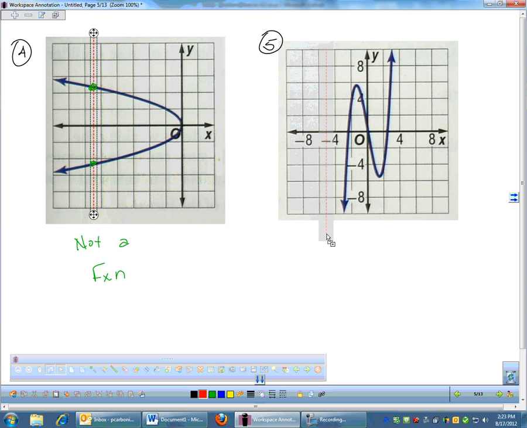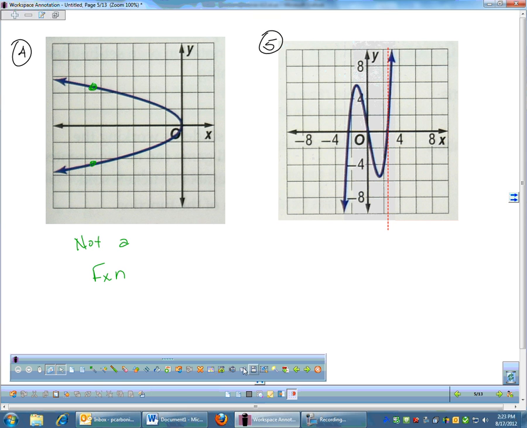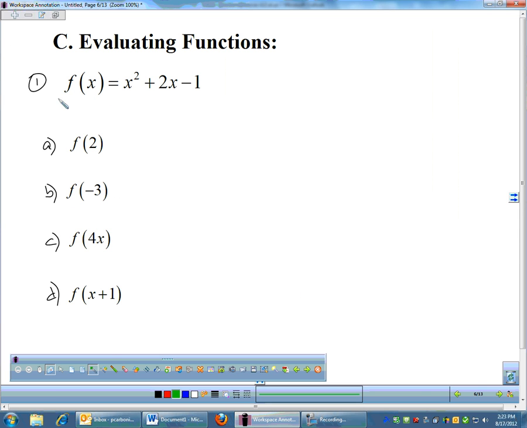Take the vertical line over here to number 5. As I pull it across, doesn't matter where I put my vertical line, I only touch the graph once. I never touch the graph twice, so this one is a function. So identifying functions, there you go, moving on. All right, evaluating functions. Again, you should have been doing this for like 6 years, so I'm not going to go over this very much.